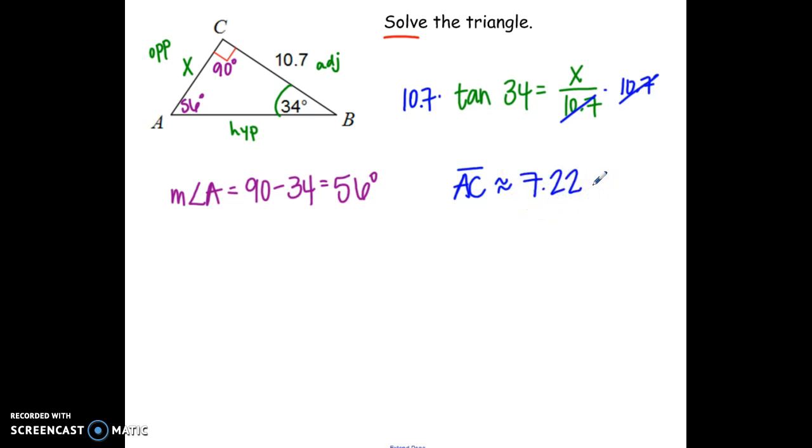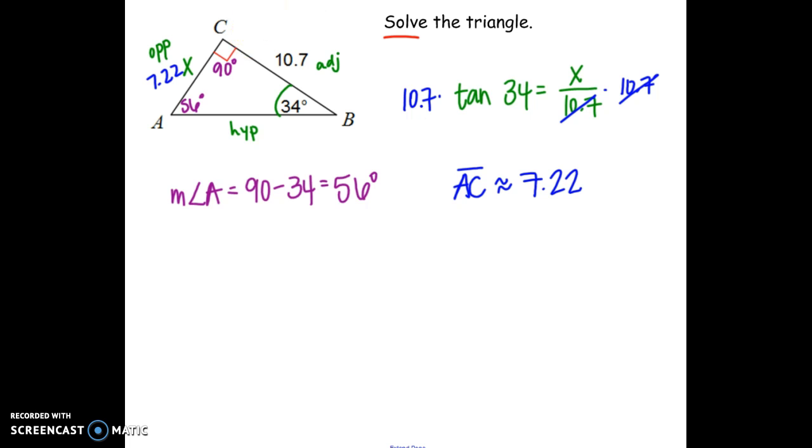7.22 units. So if we know two sides of a right triangle, then that means that we could find that third side in two different ways. We could either use the Pythagorean theorem, because as soon as you have two sides of a right triangle, you can find that third, or you can go about using trig again. There's pros and cons to each. Trig usually takes a little bit of work, but the nice thing about trig is that your answer is probably going to be more exact.